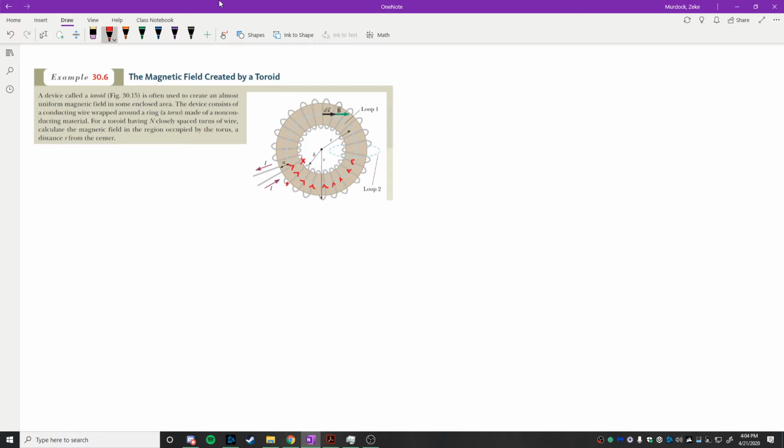And then on the inside, it goes into the page here, it goes into the page here, it goes into the page here, and so on and so forth, until it wraps all the way around at the end and comes back out here, right? So that's the direction of your current. It goes in and then out, and then back in again. Okay?